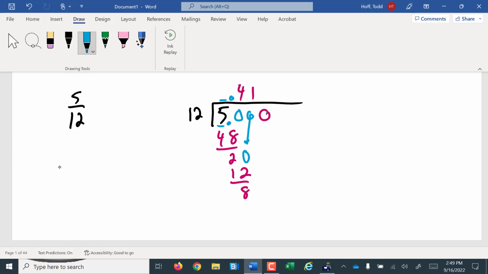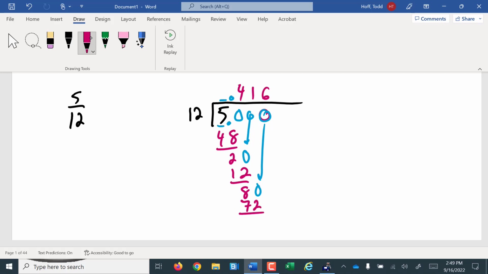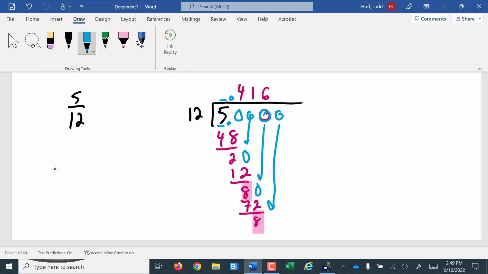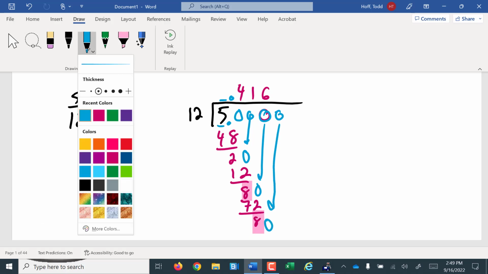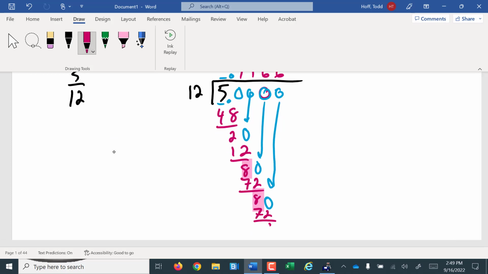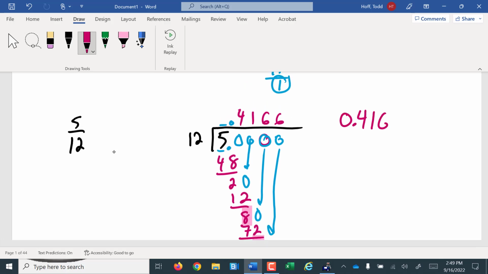And then 0, bring it down. 12 goes into 80, 7 times, not, yeah, 7, no, 6, sorry. 6 times 12 is 72. What's left? 8. There's our red flag. 8 twice in a row. Double check it. 0, bring it down. 12 still goes into 80, 6 times. 6 times 12 is still 72. We're going to have 8. So this 6 is going to keep repeating. So how would we indicate that one? Only over the 6. Perfect. 0.416, just the 6 repeating.